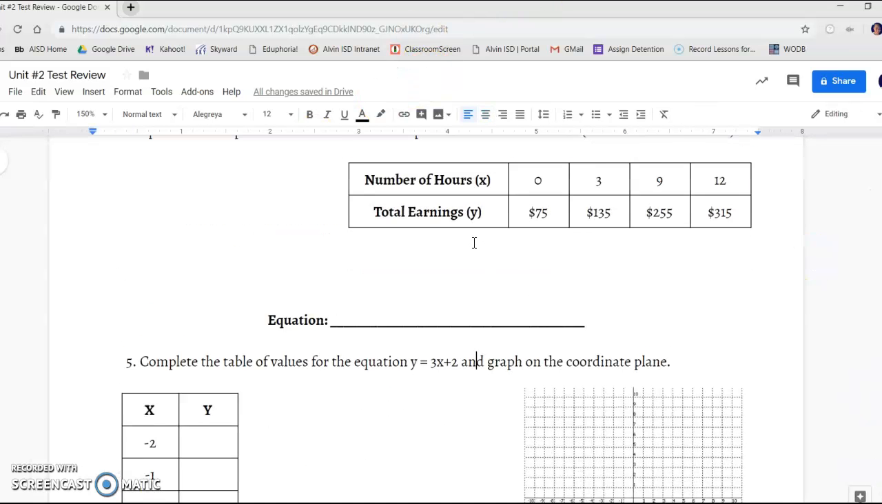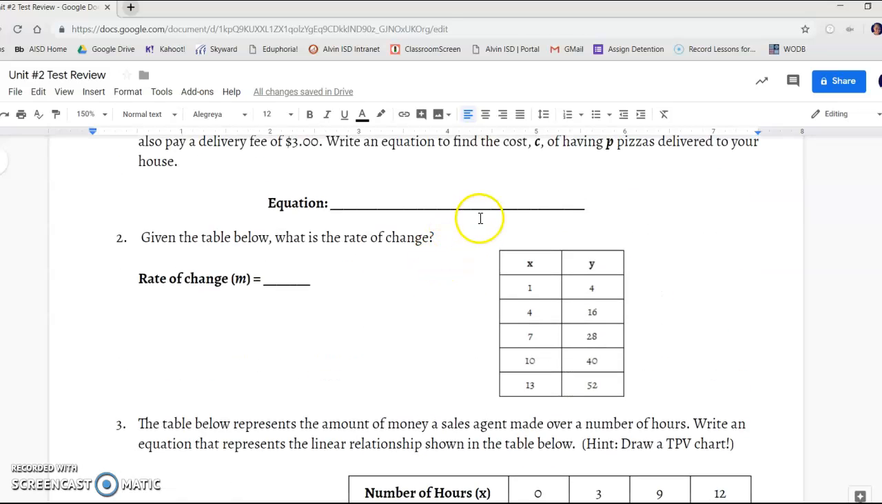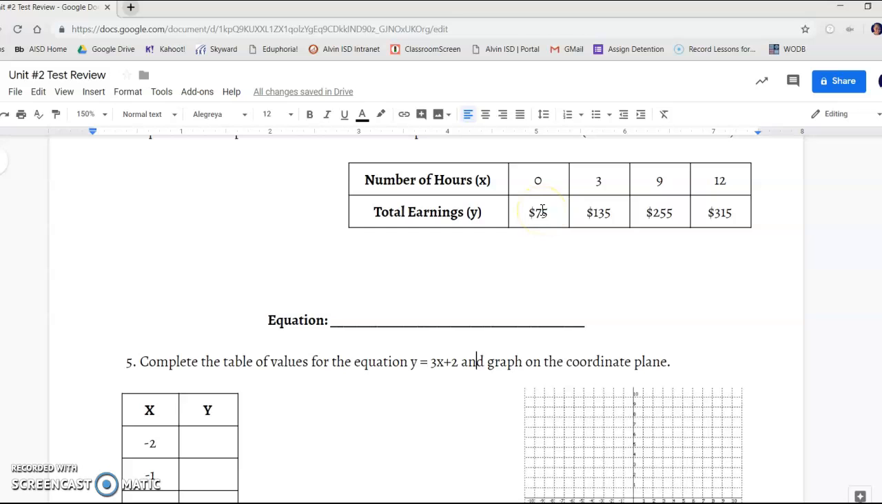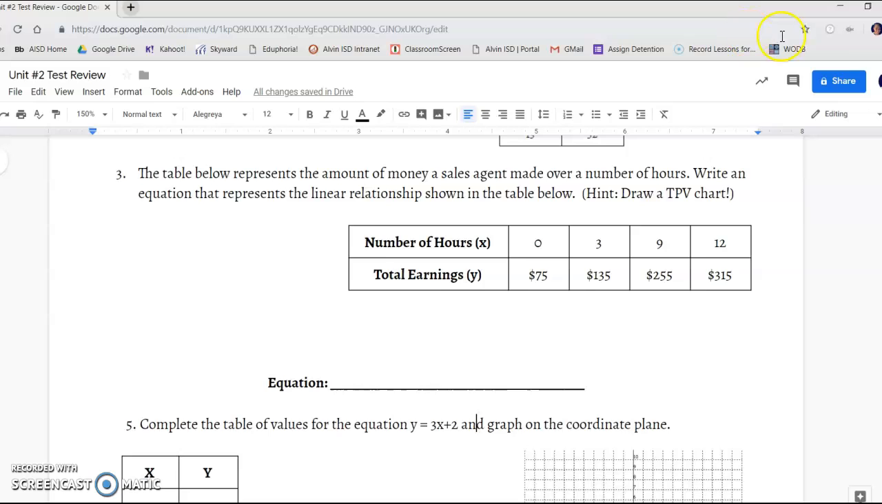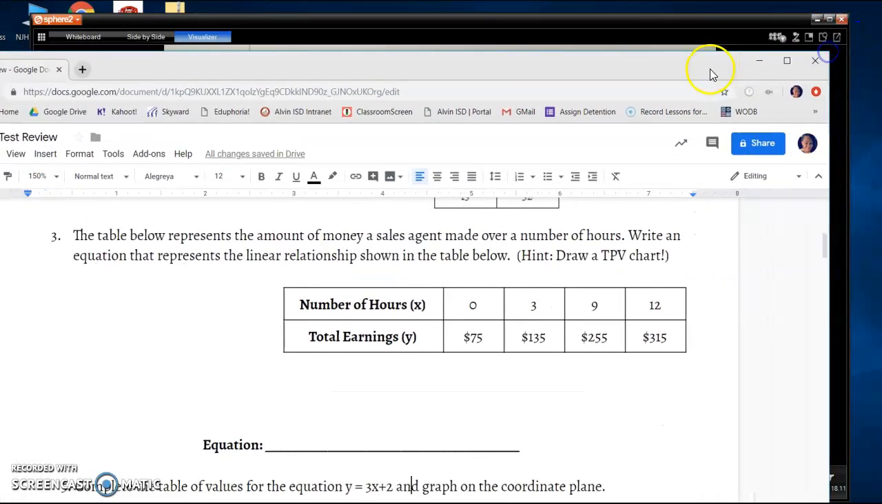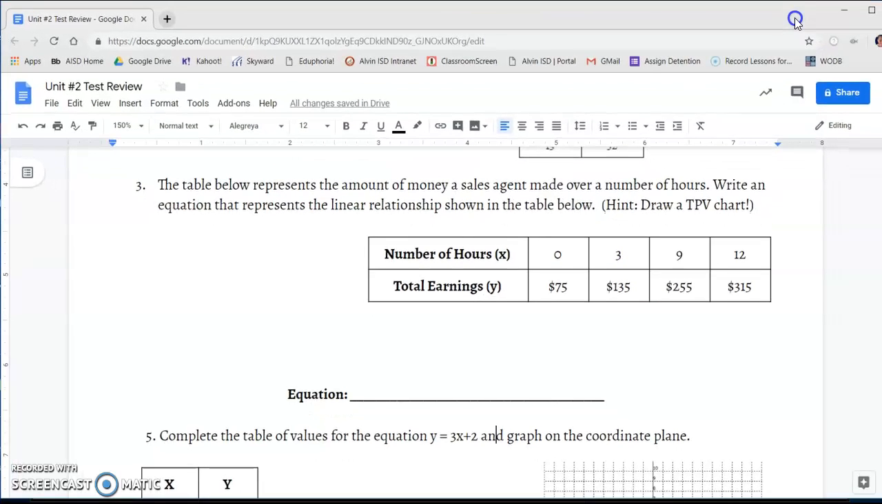Whoops, my bad. So glad you asked. That's our next question. The table below represents the amount of money a sales agent made over a number of hours. Write an equation that represents the linear relationship shown in the table below. Hint, draw a TPV chart.